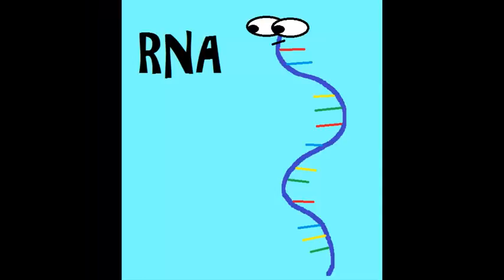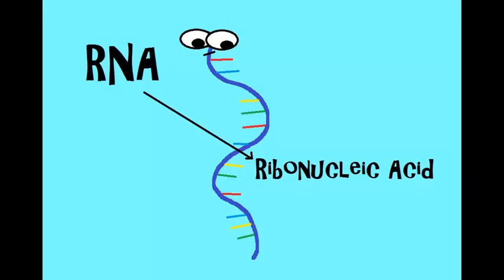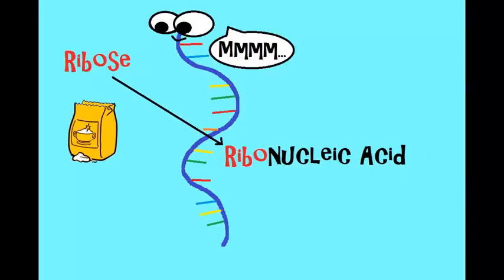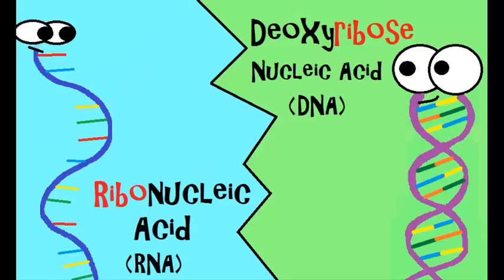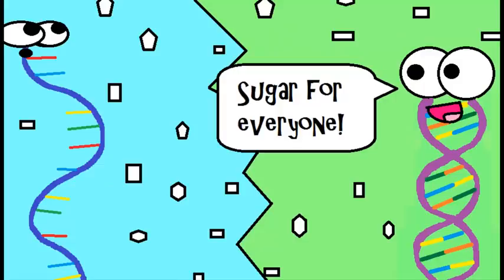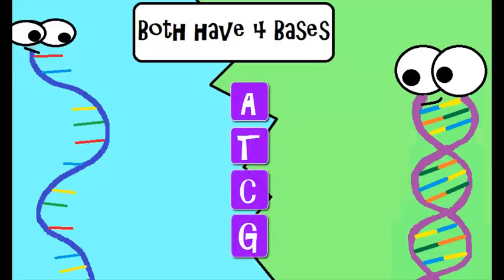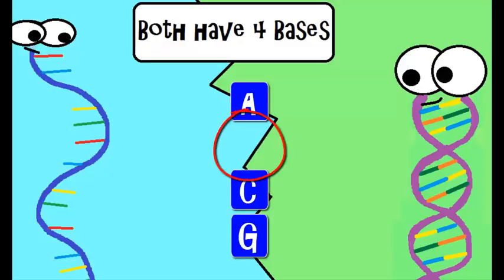RNA, on the other hand, stands for ribonucleic acid. The ribo, that's actually part of ribose, which is a sugar. So just like DNA had deoxyribose, RNA has ribose. They both contain a sugar. RNA also has four bases. Remember in DNA, they were A and T, C and G. Well, in RNA, you have all the same bases except for one. There is no T, otherwise known as thymine.